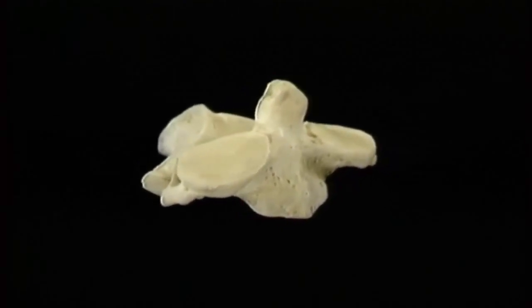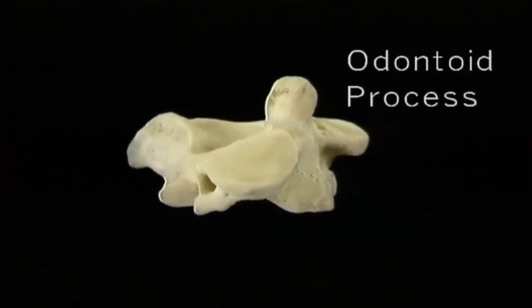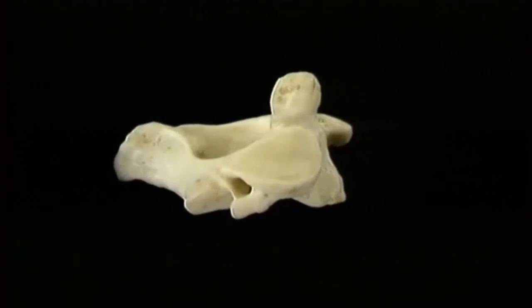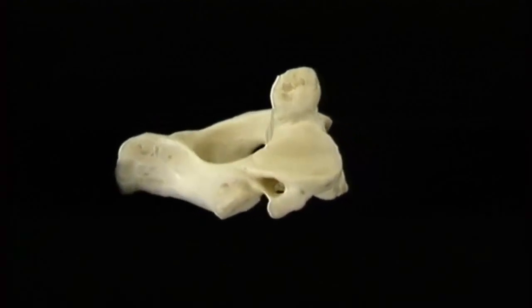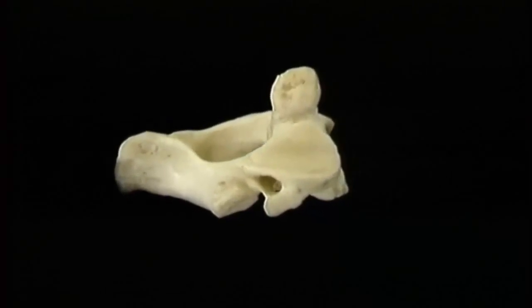The body of the axis is prolonged by this important projection, the odontoid process. In terms of development, the odontoid process represents the missing body of the atlas. In terms of function, it's the pivot around which the head, together with the atlas, rotates.